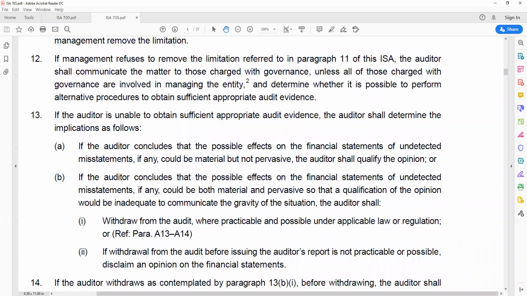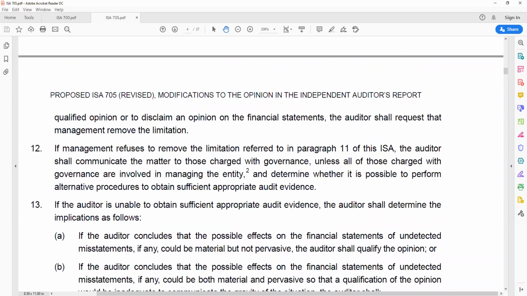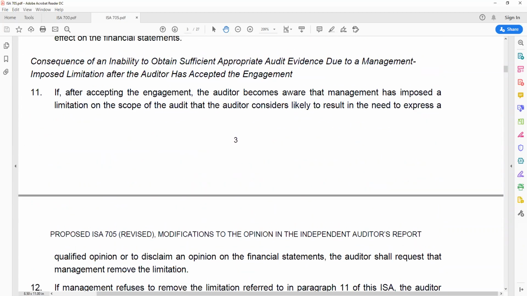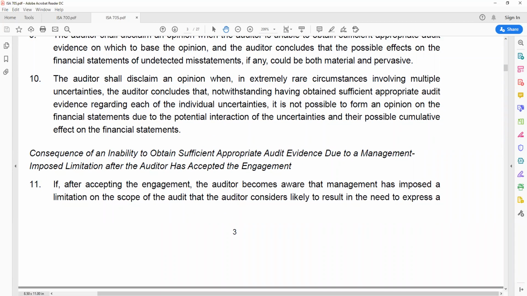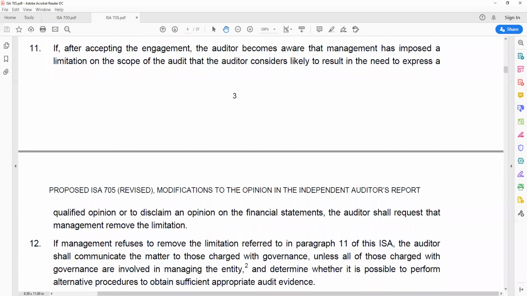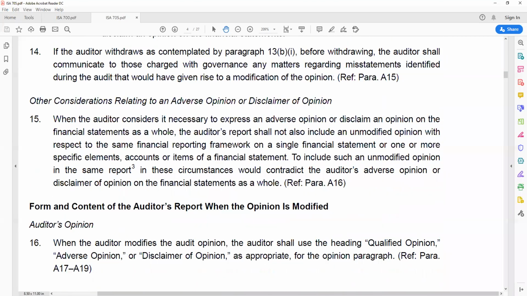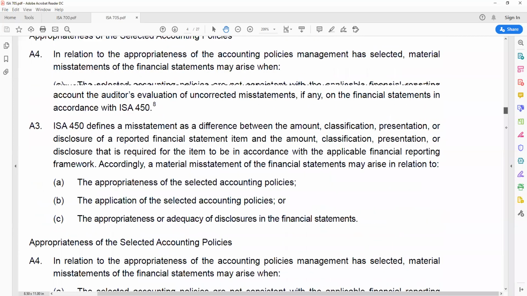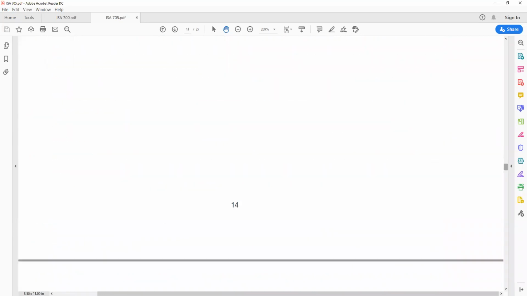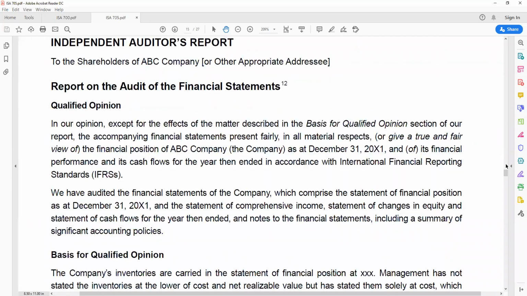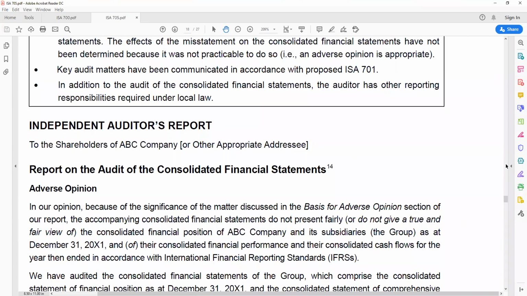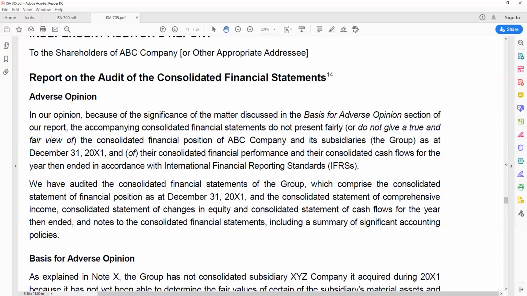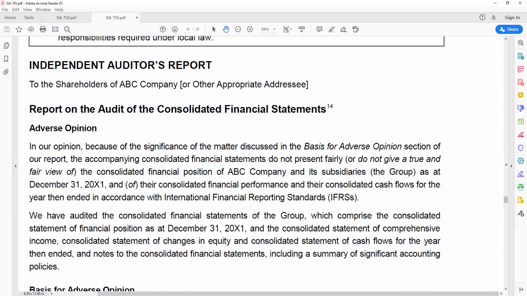If there's no question, let's go through an example. When it comes to the adverse opinion, I want to go through an example. Here it is. It's just an example of how the auditors can draft the report if they want to issue an adverse opinion.